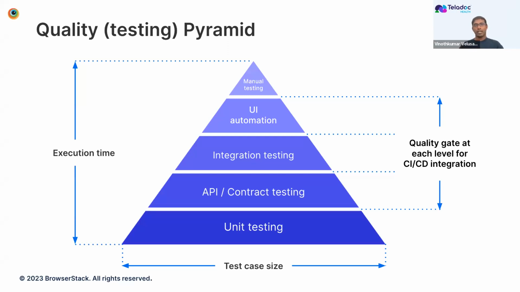The reason for this is the execution time. When you go from bottom up, the execution time always increases. Unit tests take less time than the other layers. So that's the meaning of this. And the number of test cases also reduces, because if you have 10,000 test cases in unit testing, you don't need the same 10,000 test cases in your UI automation. You should be reducing the number of test cases so that you speed up your process.